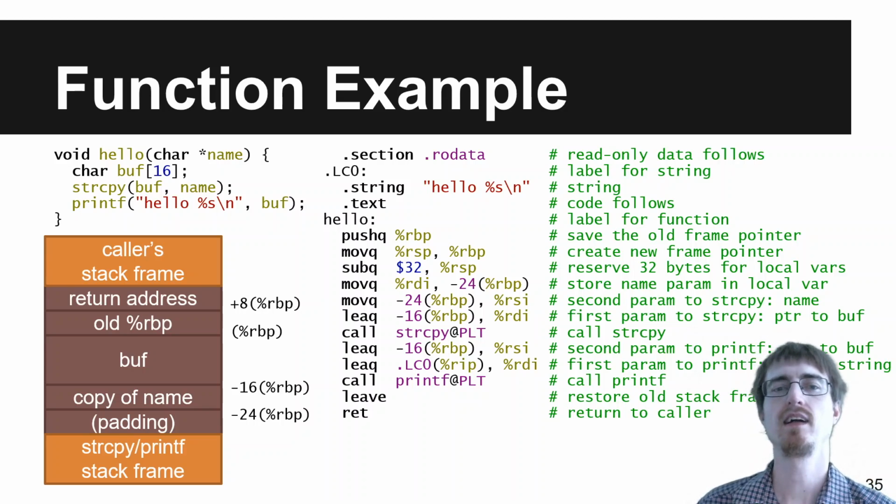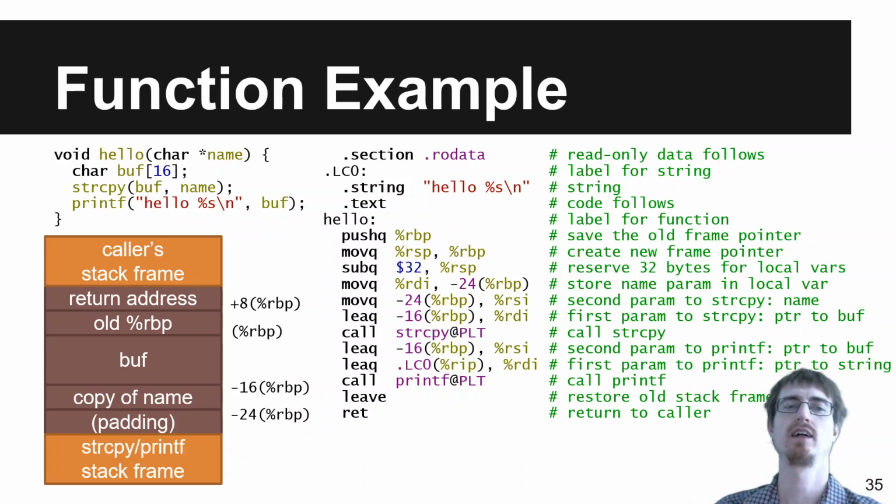So finally, let's put everything together. Here we have a very simple function. This function, hello, actually contains a buffer overflow. But we're not thinking about that right now. We're just going to look, if we write this simple function in C, what happens in the assembly code generated by the compiler. So on the left-hand side, on the top, we see the C code.